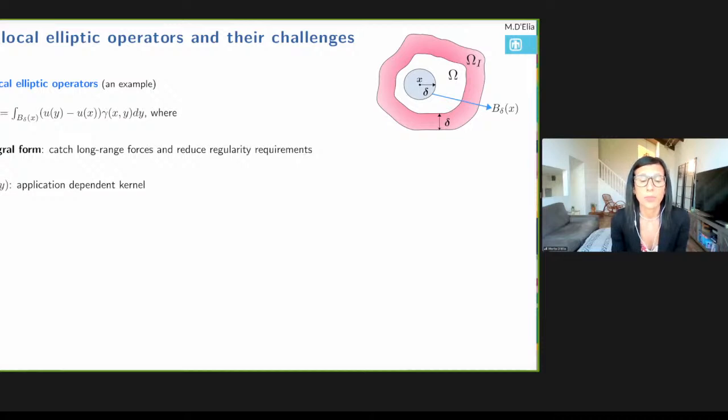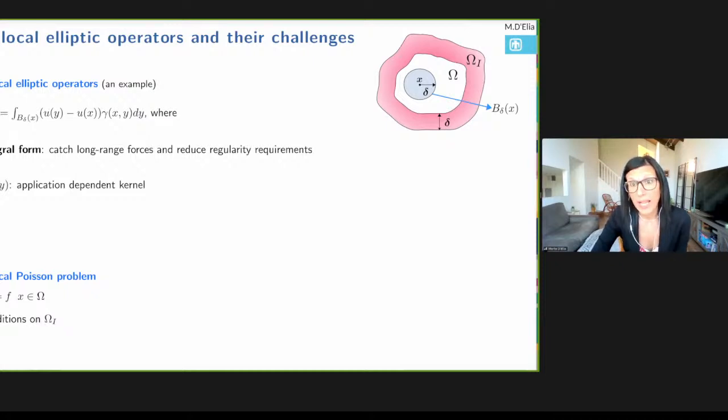And as was also mentioned in the previous talk, it reduces the regularity requirements on the solution because indeed we don't have derivatives. Gamma here is an application-dependent kernel. So it changes with the application that we're considering and determines the regularity properties of the solution. As the nonlocal counterpart of a Laplace operator, we can use this nonlocal operator in equations such as the nonlocal Poisson problem, but of course we can also have nonlocal parabolic equations or hyperbolic equations.